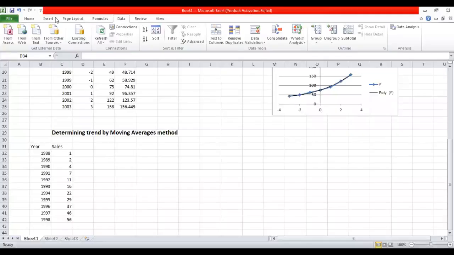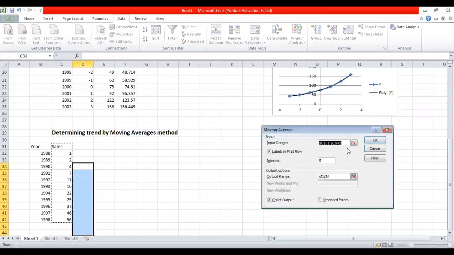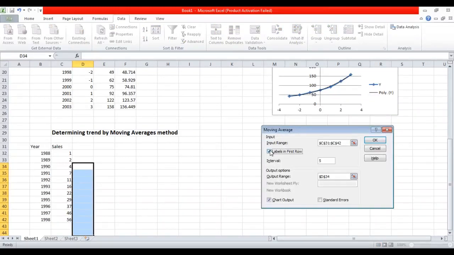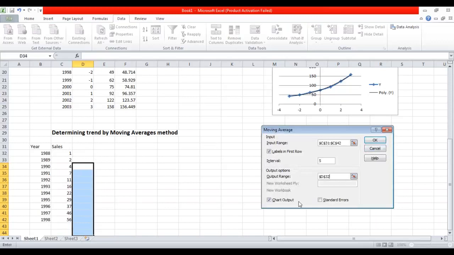I'll show one more time here. We didn't get the chart. So from the data analysis, select moving averages, then select your input range, that is the sales column. Next, I've selected data along with the labels, so check this value. Moving average period is 5. For the output range, we'll start the output from the first line itself so that the moving average will be placed in the middle. And then here, chart output. Click on chart output, click on OK.